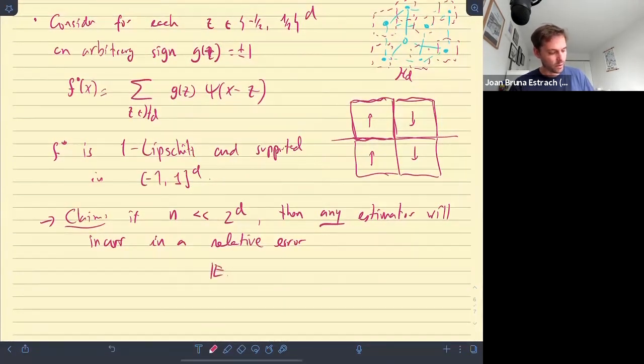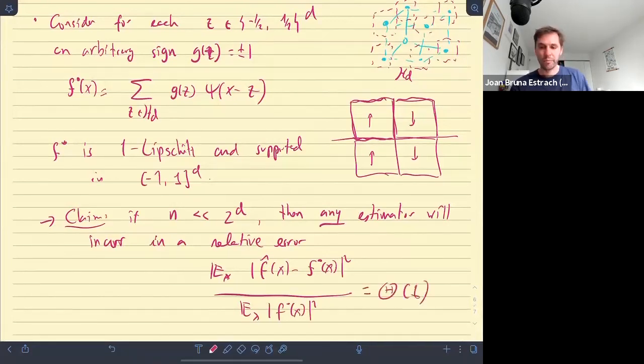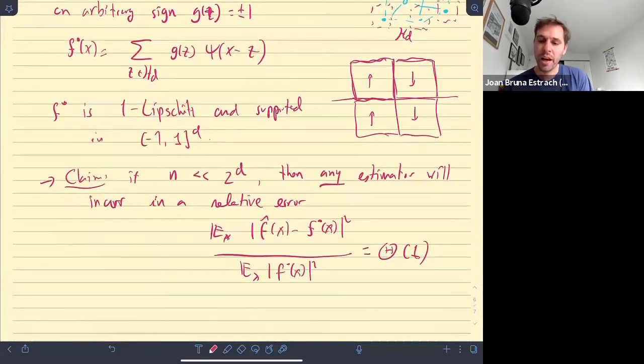So basically, on average, the error I'm going to make divided by the norm of the function is going to be of constant order. So there's no way I can learn anything meaningful. Essentially I'm going to be as good as just predicting that the function is zero everywhere.